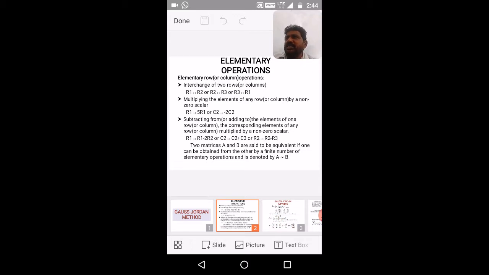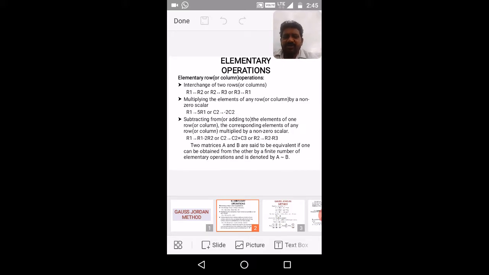C2 tends to C2 plus C3, that is column 2 plus column 3 will be added. How? Corresponding elements: in the place of C2 you have to write the sum of the corresponding elements of C2 and C3. Or R2 tends to R2 minus R3 means you have to write the new R2 in the next step by subtracting the third row elements from the corresponding elements of the second row. Okay.